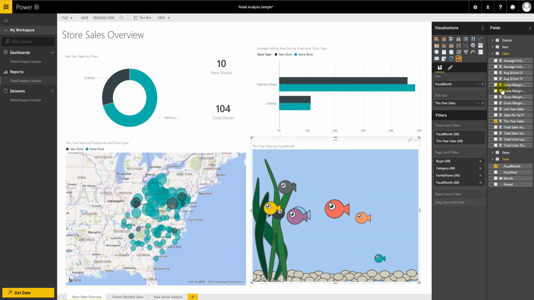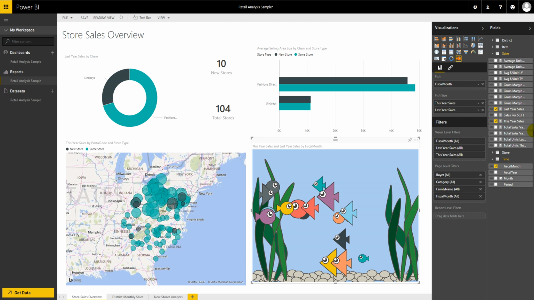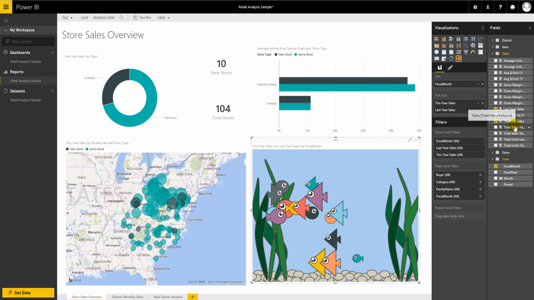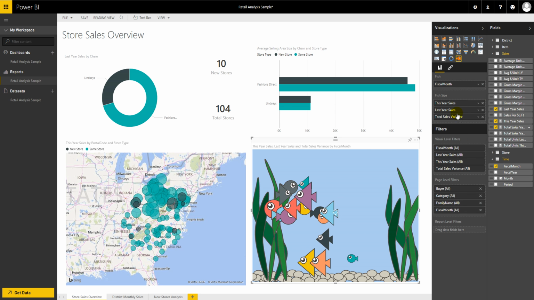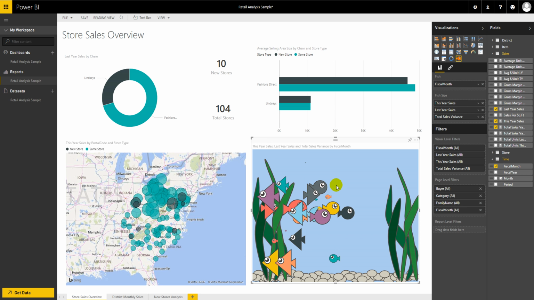We can add more series, so we can put in, say, last year's sales, different types of fish. We can even put in maybe variance, so the difference between this year and last year. So you'll see all these little fish, and you can actually see the negative variances are dead, and they're going to float to the top.